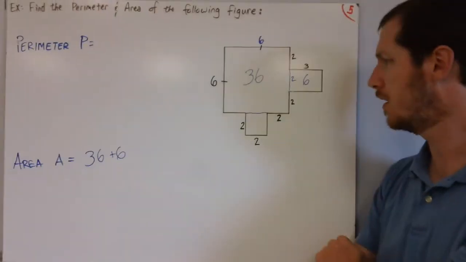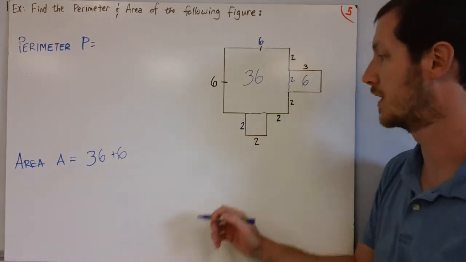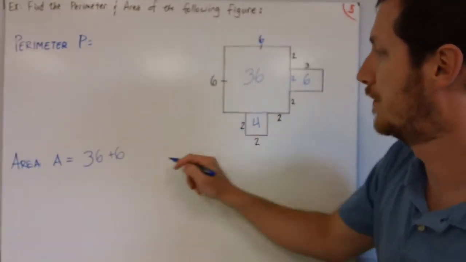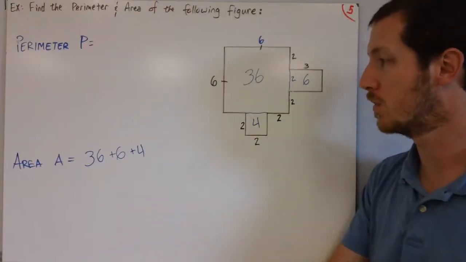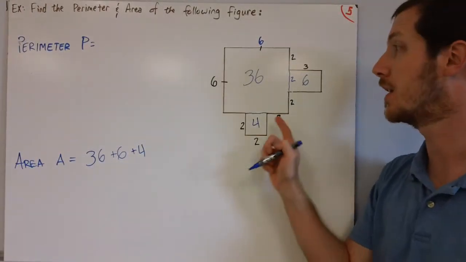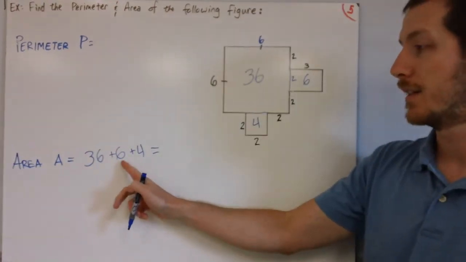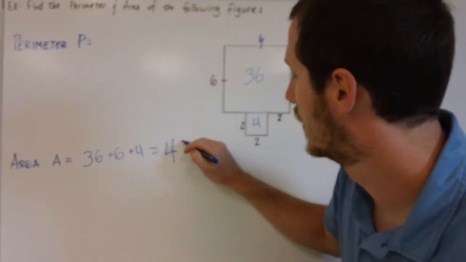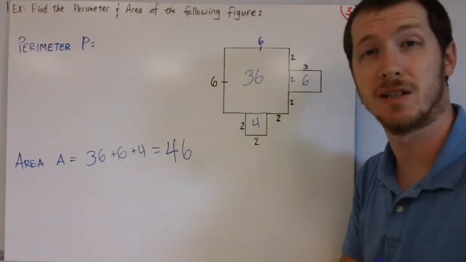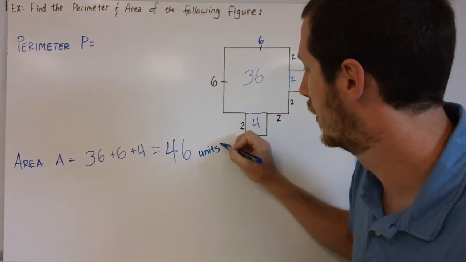This little one down here, we are given a base and a height. We know it's a square. 2 times 2 is 4. So the area of this piece is 4. Now if we add all those together, we should get the area of our entire figure. So 36 and 6 is 42, plus 4 is 46. We're not given units in this figure, so let's just call it units squared.